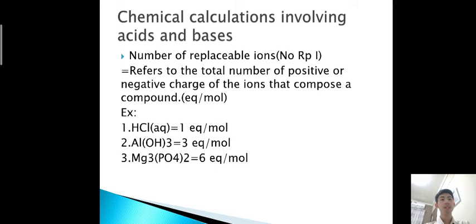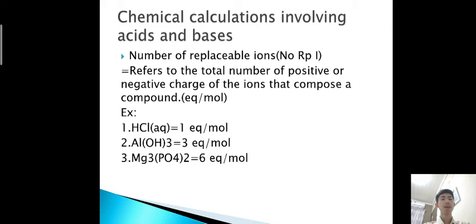Next is chemical calculation involving acids and bases. First is the number of replaceable ions, or NRI. It refers to the total number of positive or negative charges of the ions that compose a compound. The unit is equivalent per mole. Example number 1, HCl in aqueous form is equal to 1 equivalent per mole. It's because H has 1 atom and chlorine has 1 atom. So 1 times 1 is equal to 1.